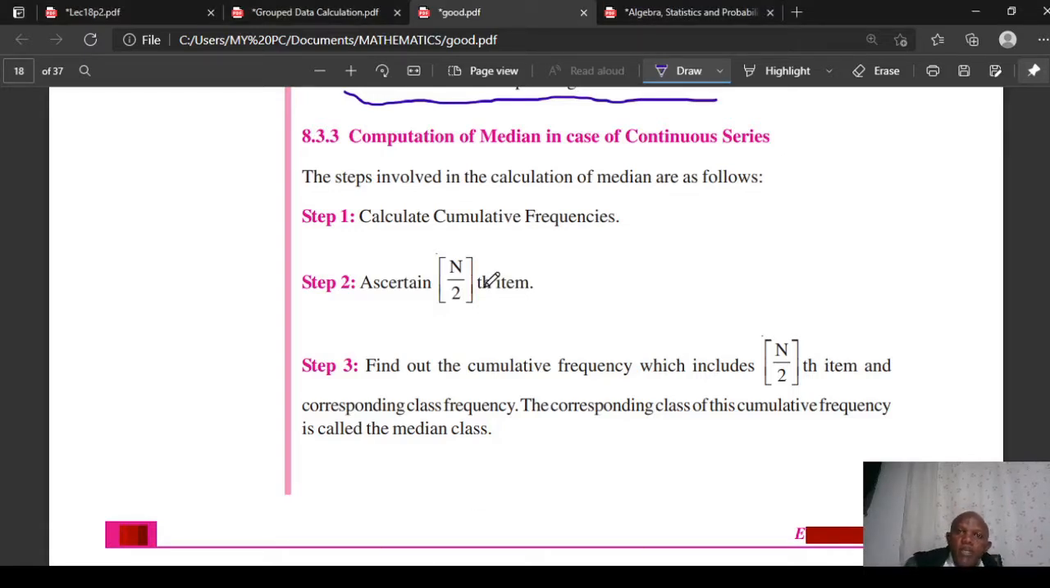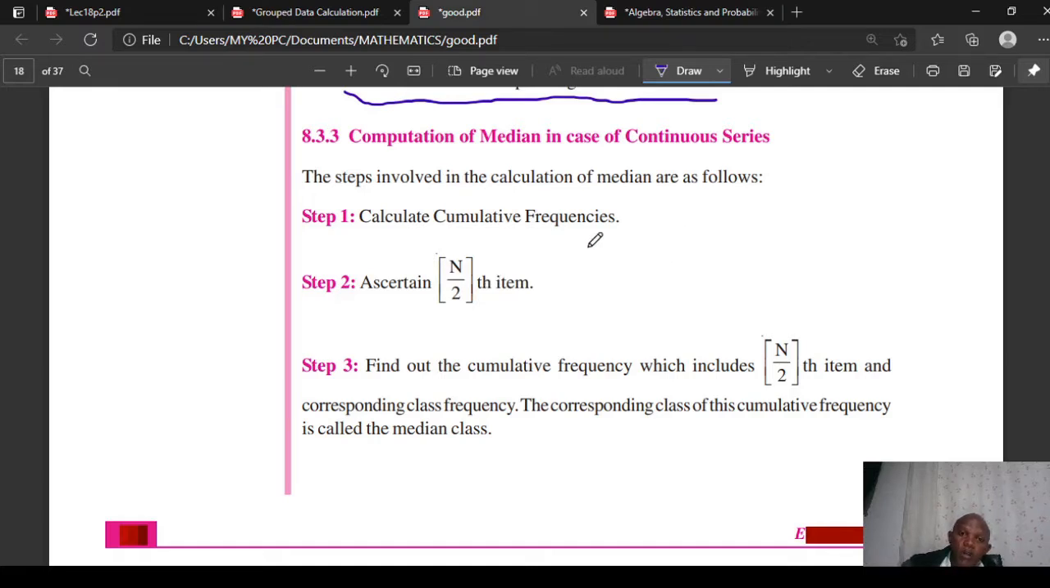The next bit of the computation of the median is where now you have continuous data. For example, you have marks of students ranging from 0 to 100, and in between you have classes. So you have a class of 0 to 10, 10 to 20, 20 to 30, 30 to 40, 40 to 50, 50 to 60, 60 to 70, all the way until 90 to 100. Now, what would be the step?